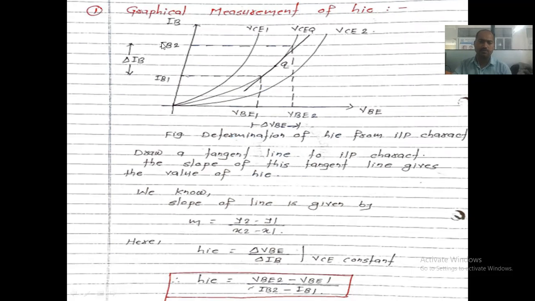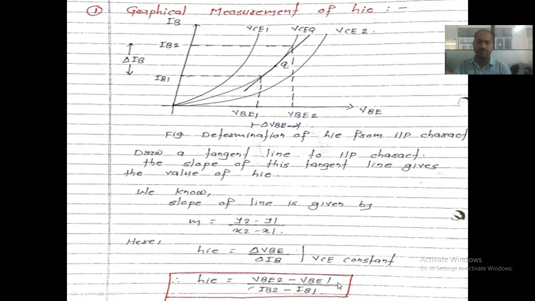So the parameter which should be calculated for hi is nothing but y over x. So y over x indicates y2 minus y1 divided by x2 minus x1. Here y2 indicates this value, the VB value. So VB2 minus VB1, right?